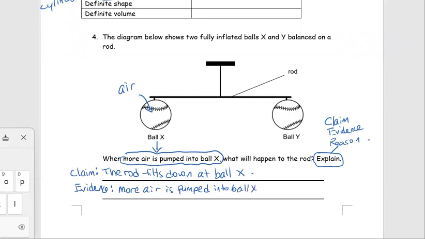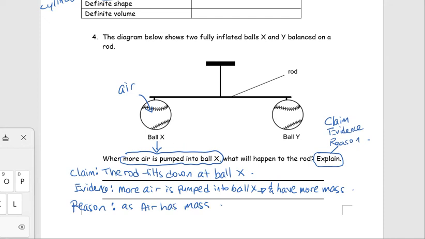This is my observation. And because this is my observation, I want to give an inference as well. What does it mean when you pump in more air into ball X? It means that you have more mass. More air in, so you have more mass. And why? What is the concept tested here? The concept tested here is that air has mass. So this will be a complete answer.